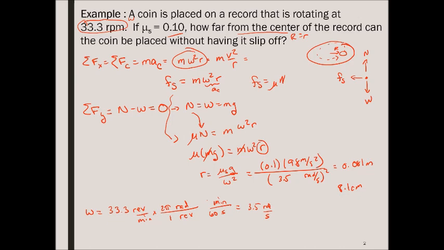Now, if I look at this formula, I go back up here, mu g is equal to omega squared r. If I make r bigger, then it's going to have more tendency to slip off. So the force is going to be bigger. And if I make omega bigger, if I spin it faster, then I have to make r smaller for the penny to stay on.